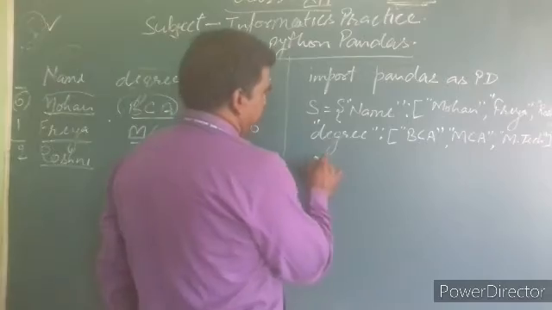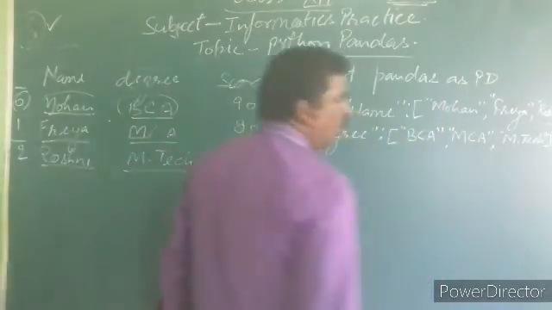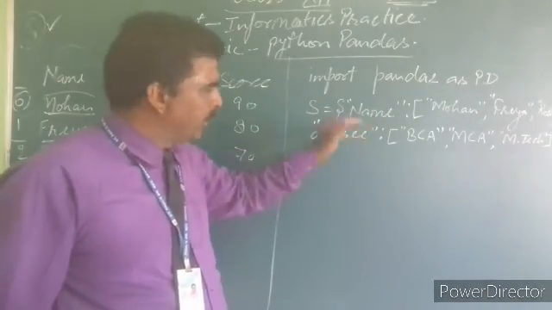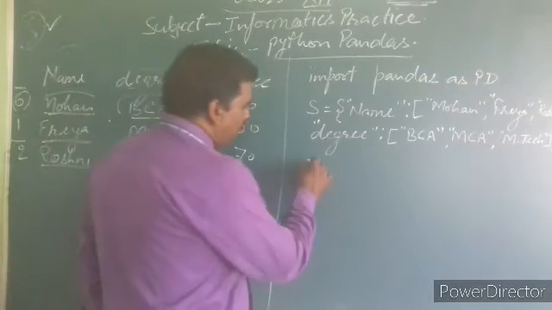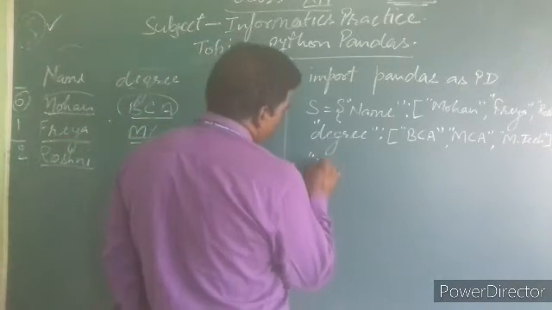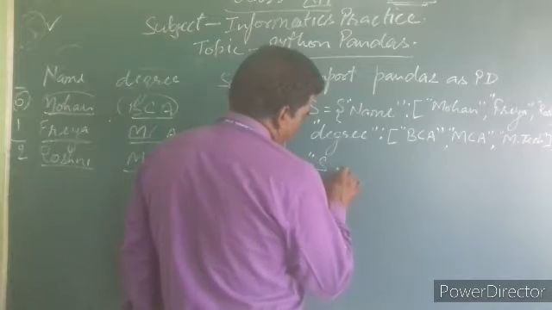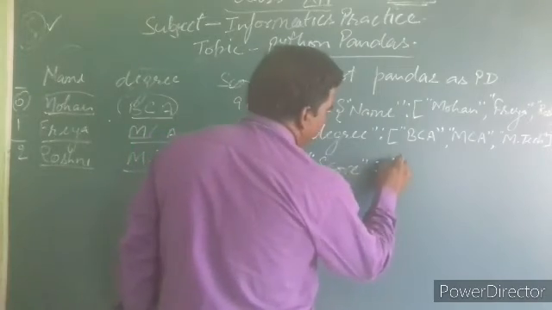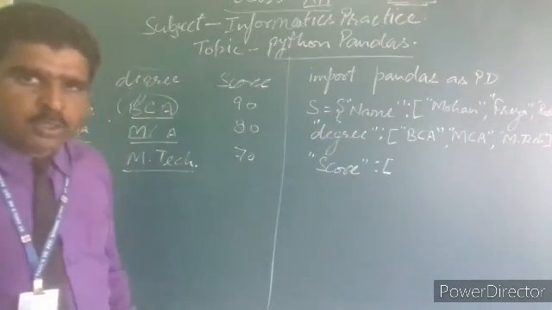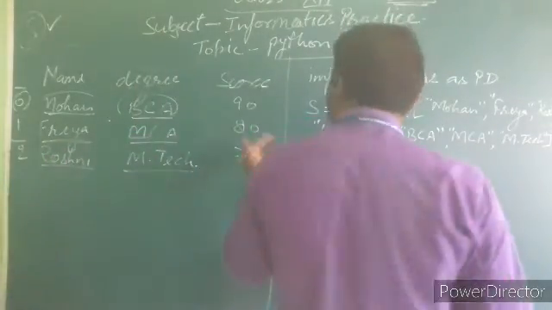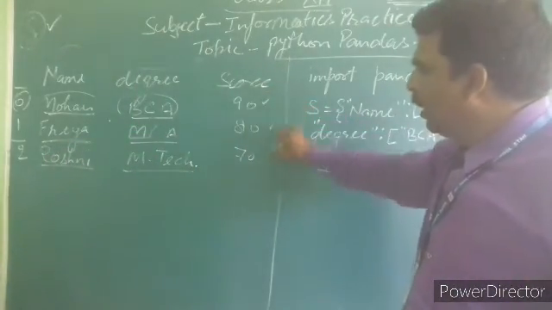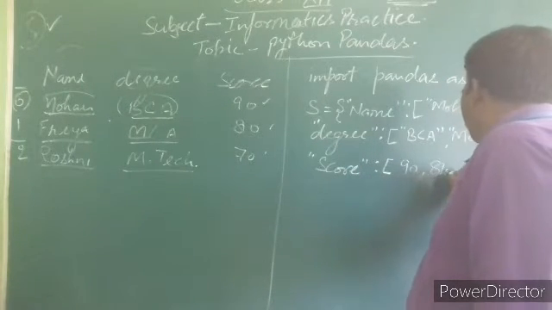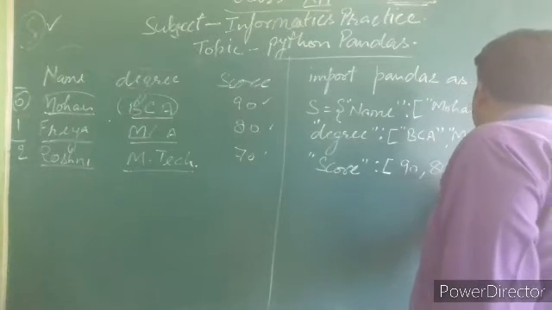After that, we have to put a comma also, because one column is separated from this column, and this column is also separated from another column, that is score. In score, what score you want to store? So that should be displayed here: 90, 80 and 70. So in the same way, 90, 80, comma 70 we have to write here.